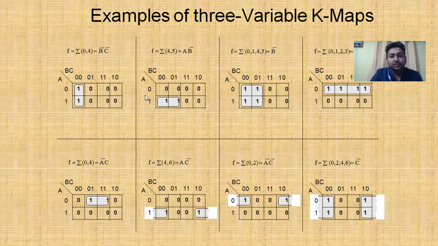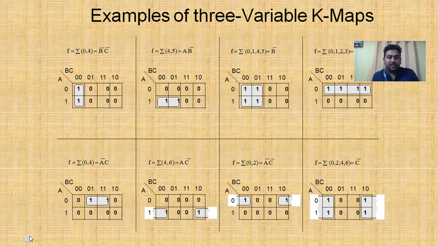Next one, here the same, 4 and 5. This cell is 4, this cell is 5. So we cover this one. So the grouping is this one. Here A is varying, and the constant term is B, which is 0, so B bar. So the term is A B bar... Next, here A is varying and 0 is constant, that is B bar.